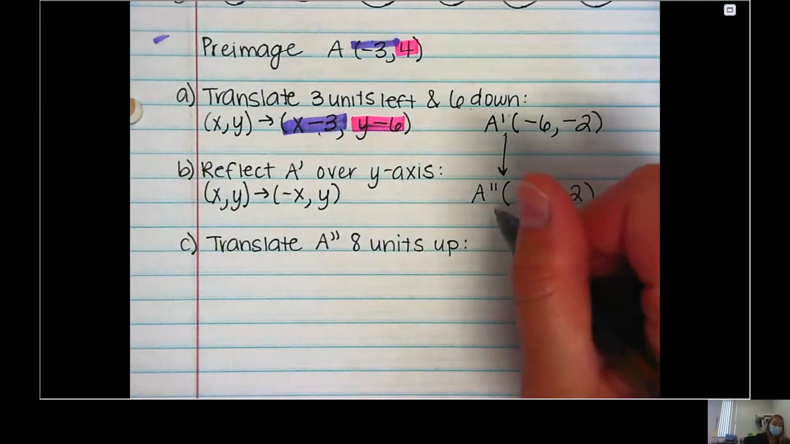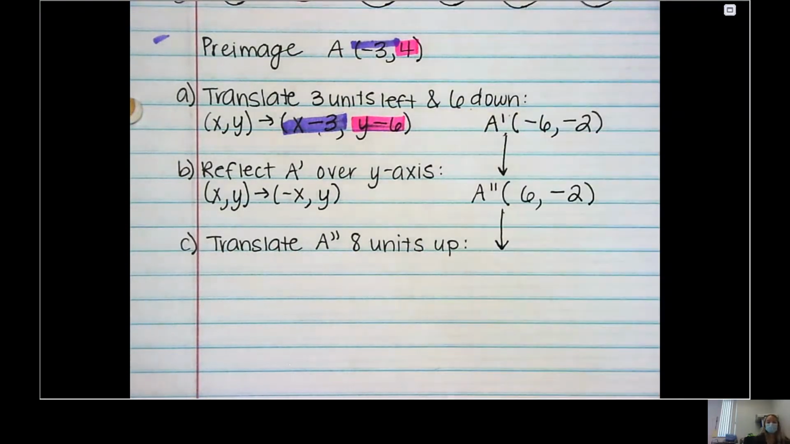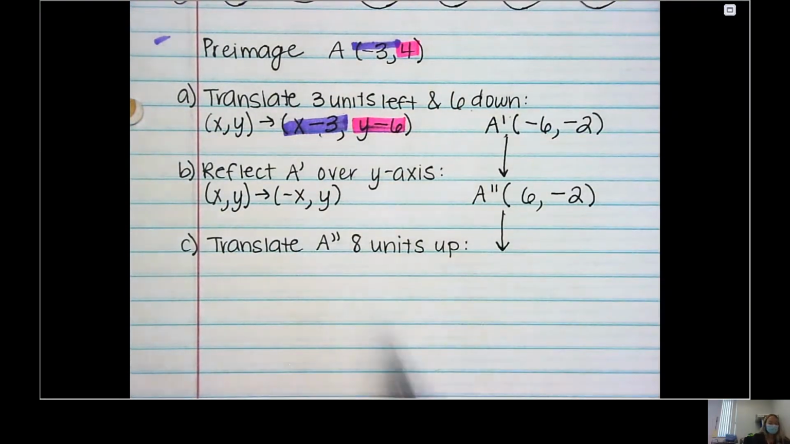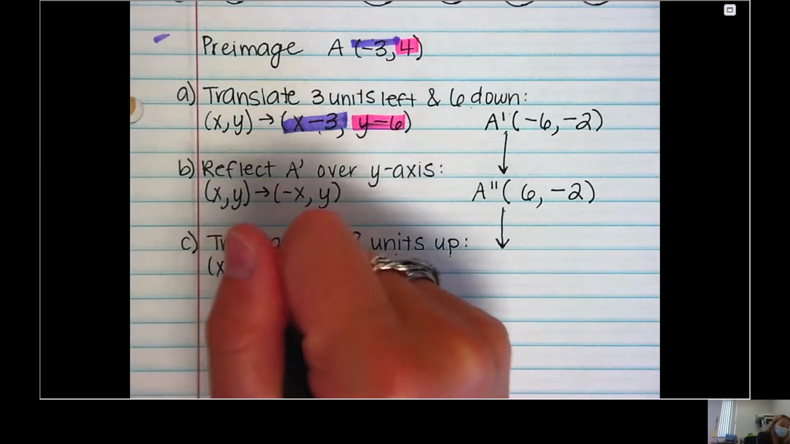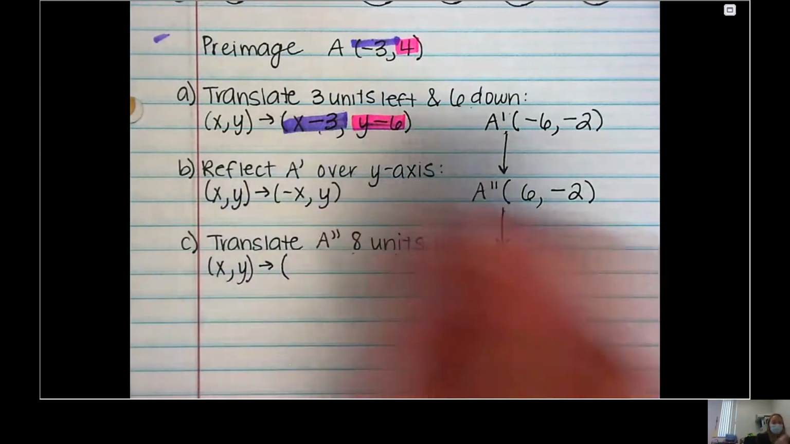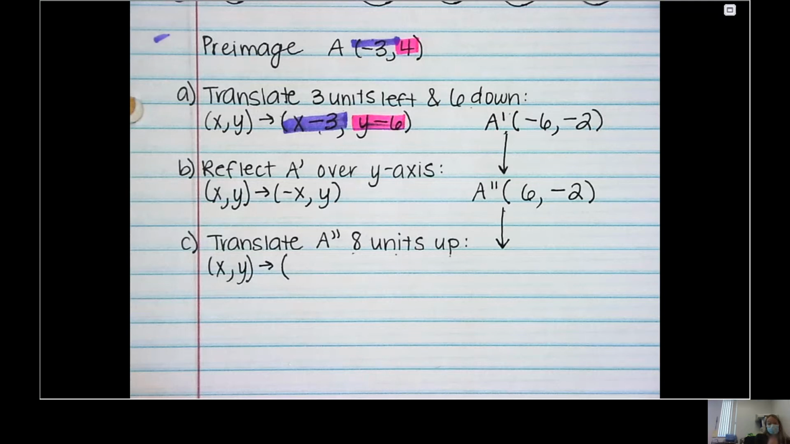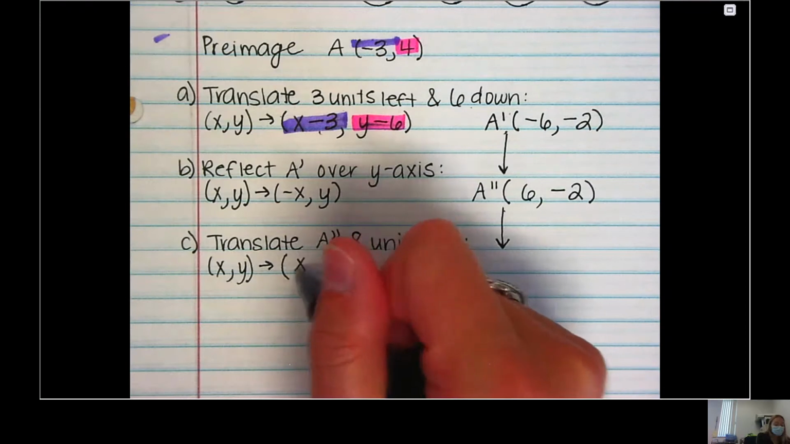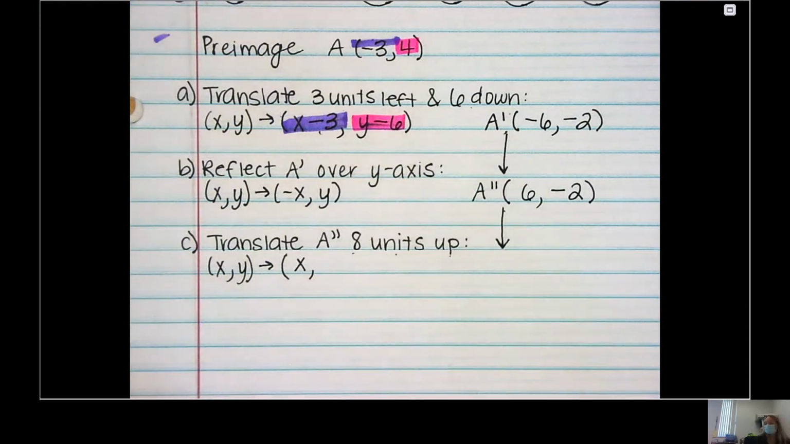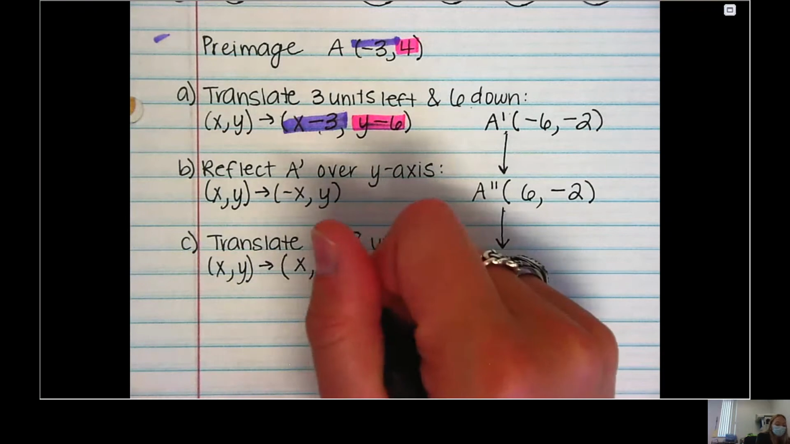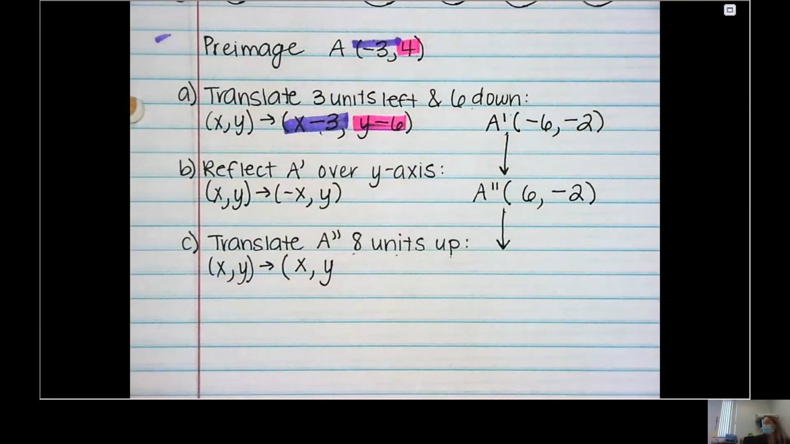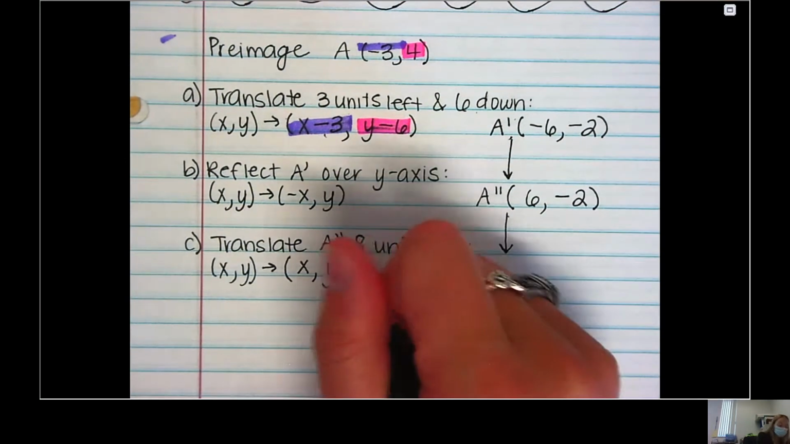Now I'm going to take these points and translate them 8 units up. If I'm going up, which one's changing, my x or my y? Y. So what happens with my x? It stays the same. It doesn't say anything about going left or right, but it says to go 8 units up. So I'm going to do y, and then is it +8 or -8? +8 because I'm going up.